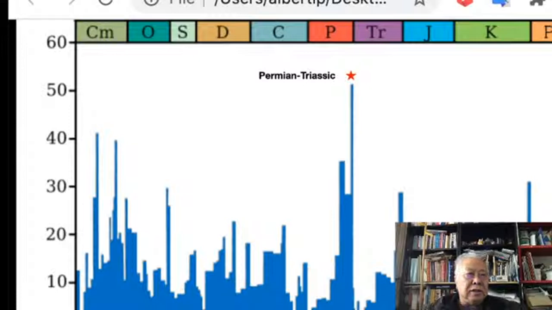Okay, the next one. We know that in the Triassic period, the animals are big, huge dinosaurs. That means during the previous period, there was a lot of oxygen in the atmosphere. The oxygen level is much higher than what we see today.